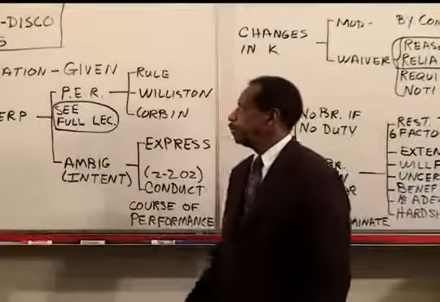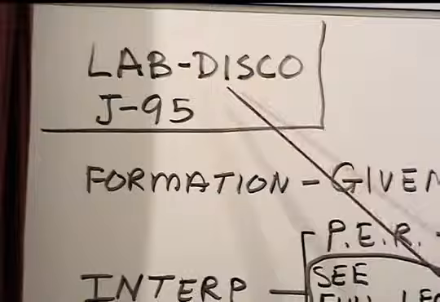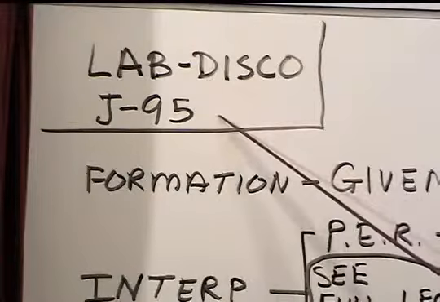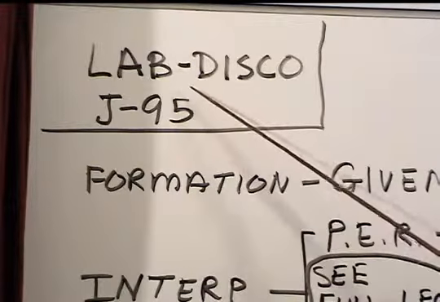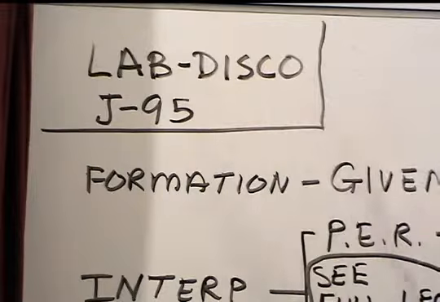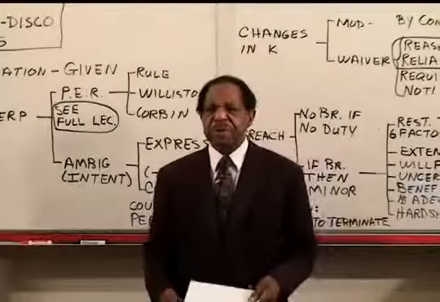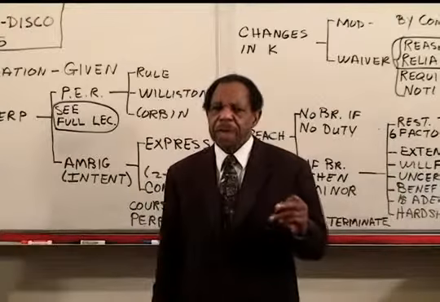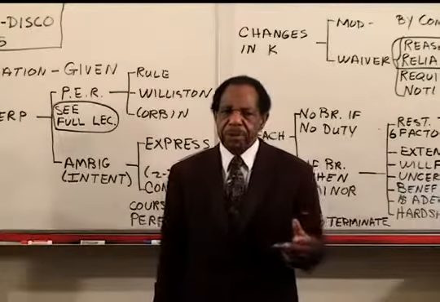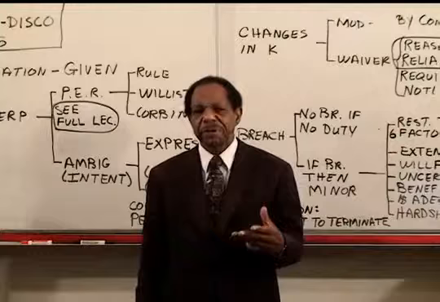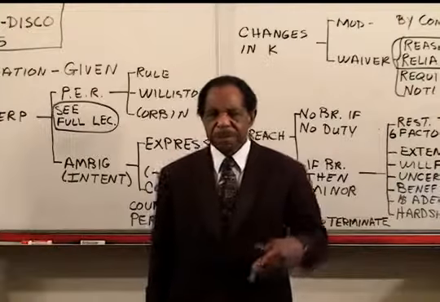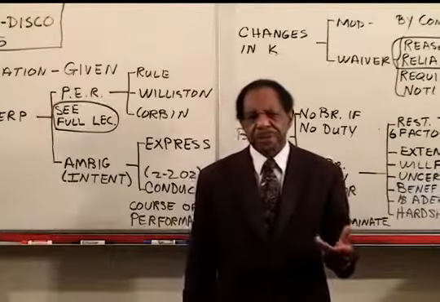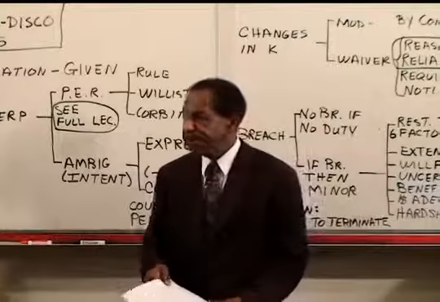This lecture is a lecture on the question from the July 1995 California bar exam, the Lab Disco question. And of all the questions which have been on the exam, I chose this one to illustrate how parol evidence rule and ambiguity are tested. They're almost always tested together. This is another example of how they're tested together, and I wanted you to see this good example.